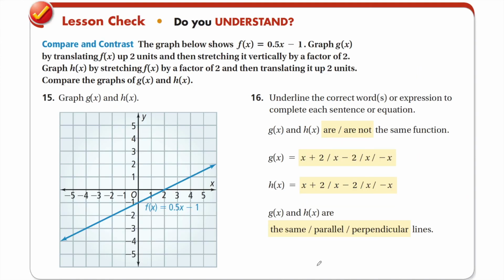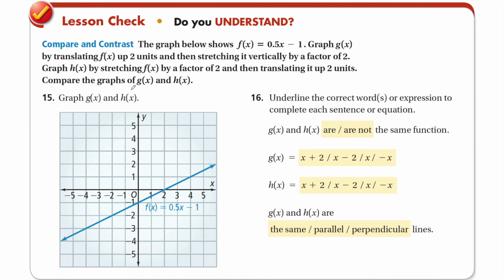And finally, we made it to the lesson check. So, very first, the graph below shows f of x equals 0.5x minus 1. Graph g of x by translating f of x up 2 units and then stretching it vertically by a factor of 2. Graph h of x by stretching f of x by a factor of 2 and then translating it up 2 units. Compare the graphs of g of x and h of x. Question 15. Graph g of x and h of x.